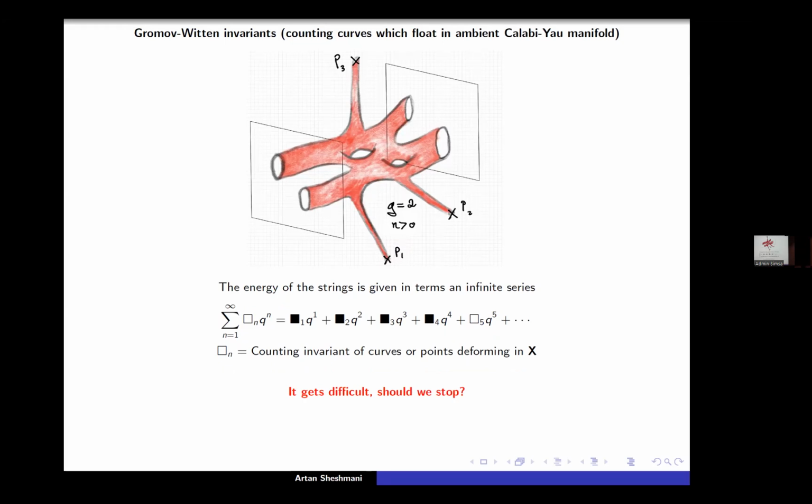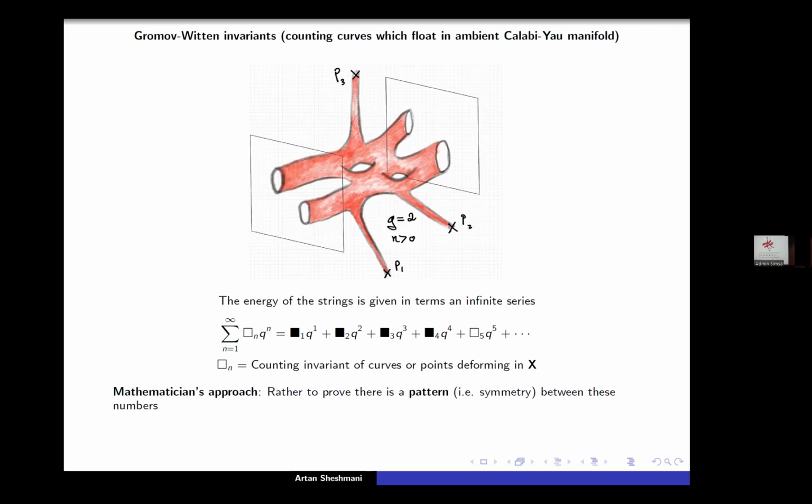It gets difficult. We wanted to calculate the energy of the string. How useful is it if I told you I calculated 53? Yes, I did calculate 53. What is the good of that? I mean, there's nothing good coming out of it because I didn't tell you anything, right? It's an infinite series. So should we stop here?